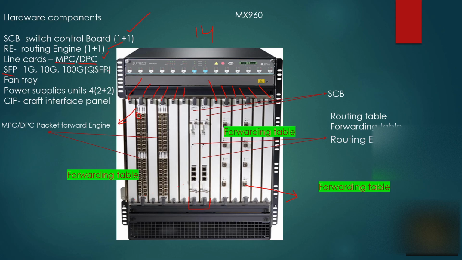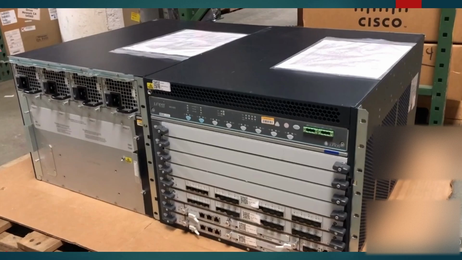Now you have the fan tray. What do you mean by fan tray? The heat coming from the device will be exhausted through the fan tray. This is also a hardware component. Next is power supply. Look at this. How many power supplies does the MX480 have? 4. You must say 2 plus 2. It means 2 are active, 2 are standby.